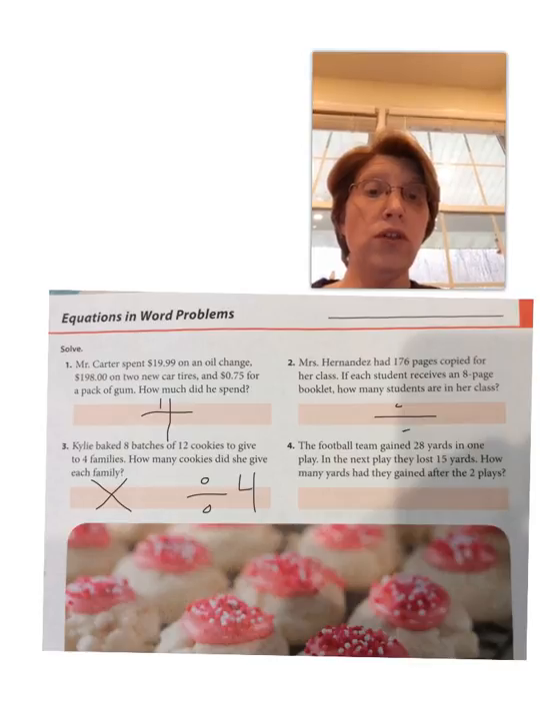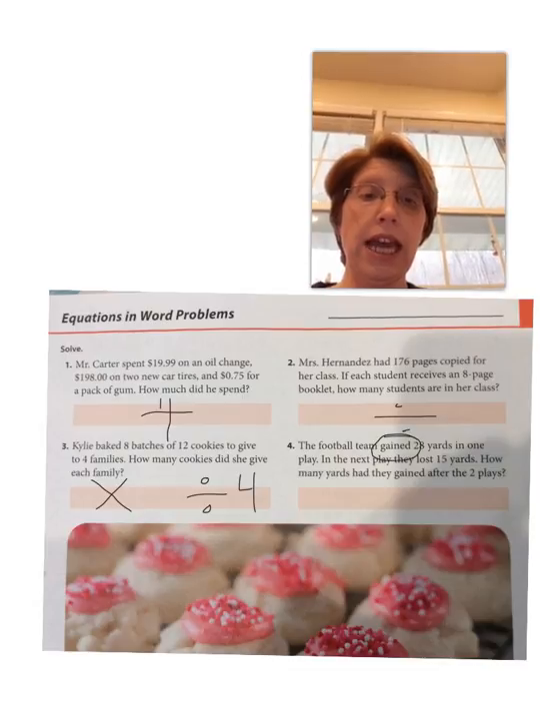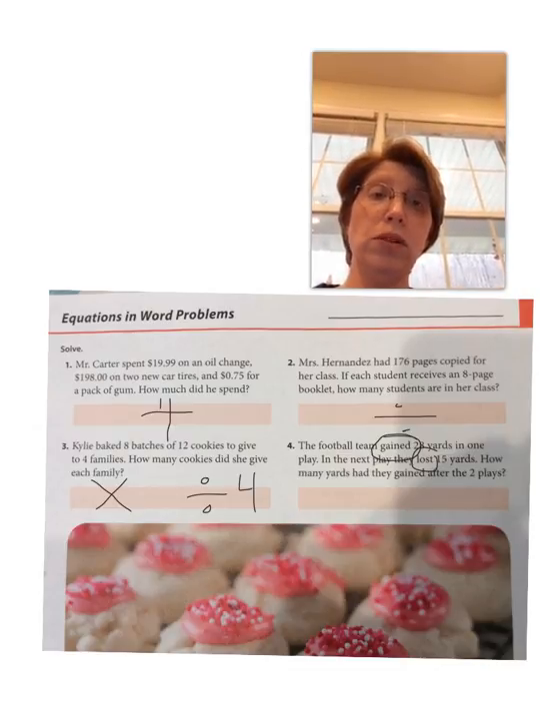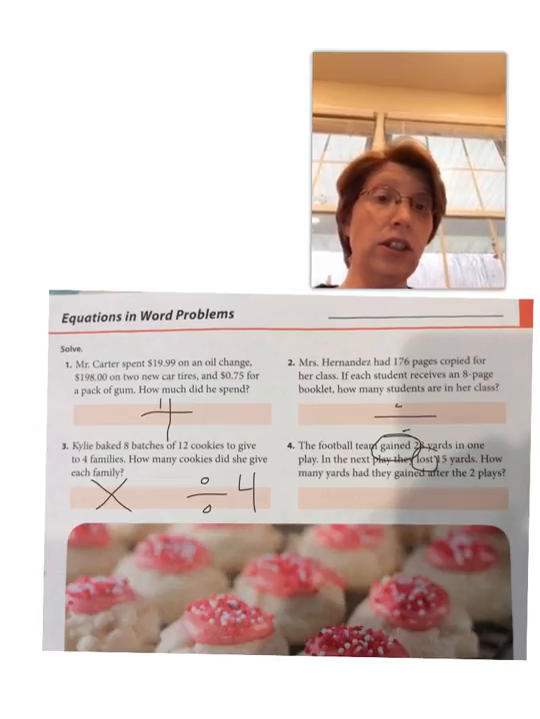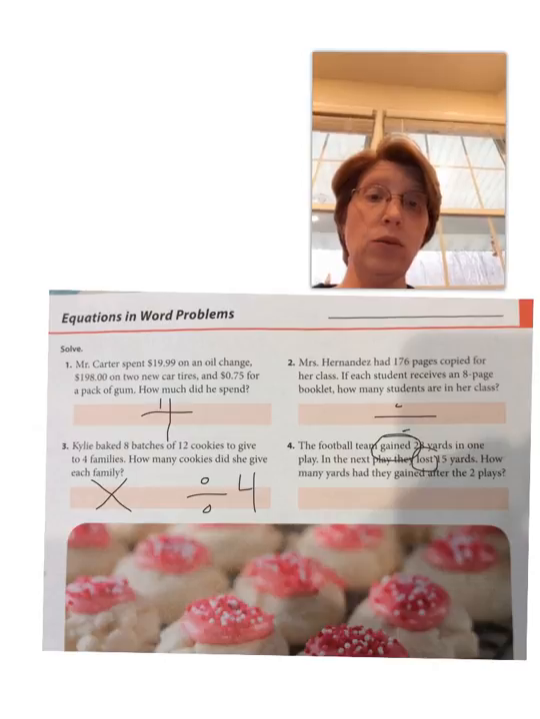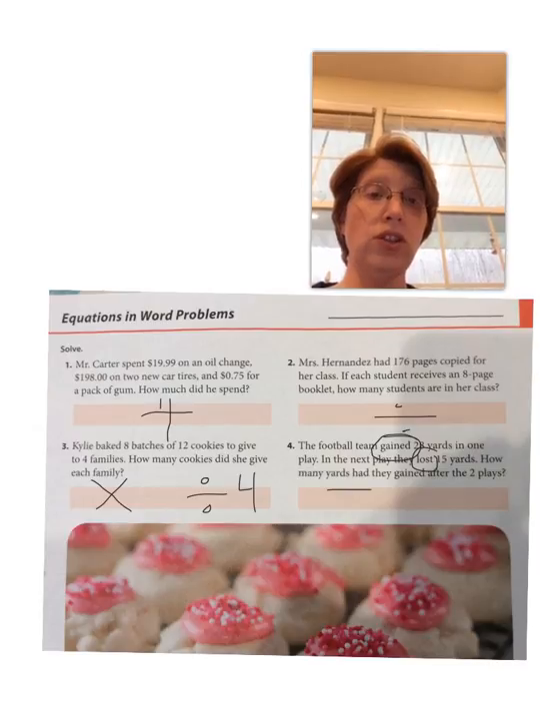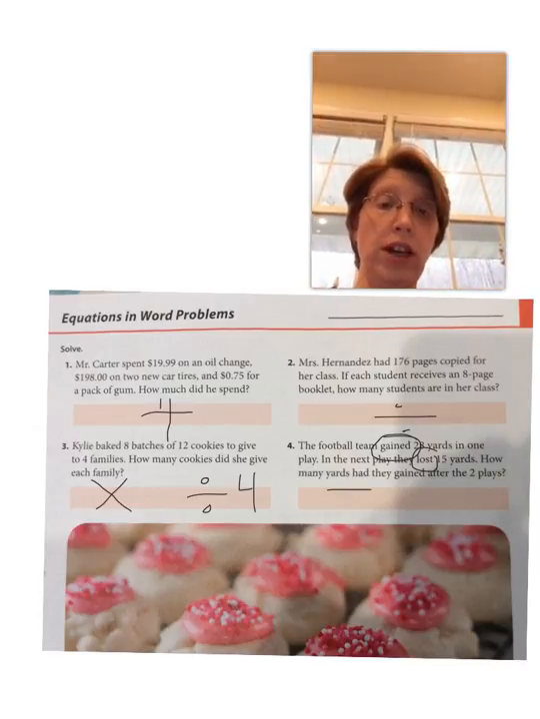Now, number 4, the football team gained 28 yards in one play. So what's the key word here? Gained. Gained 28 yards in one play. In the next play, they lost 15 yards. How many yards had they gained after the 2 plays? So they started with 28, but then they lost 15. So losing means that we're going to subtract. We're going to subtract between the 2 numbers, and that will give us our answer.